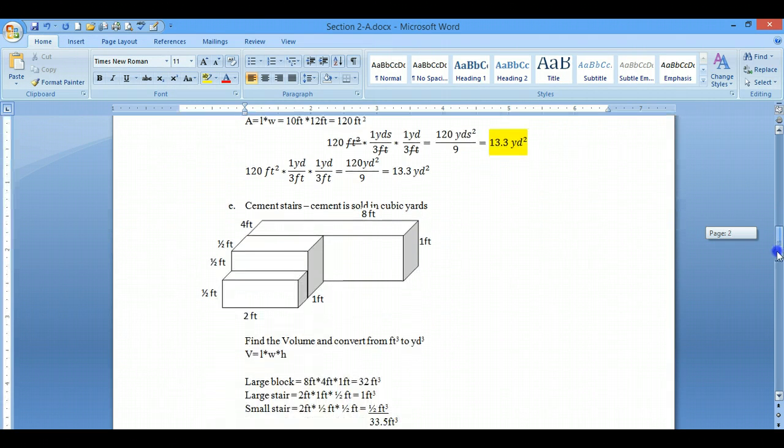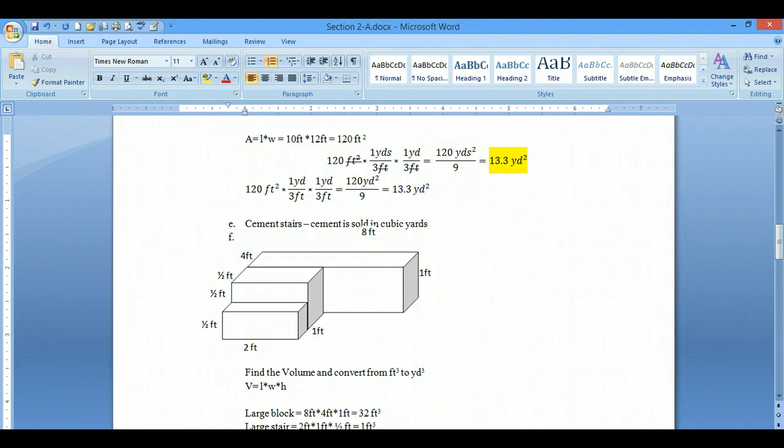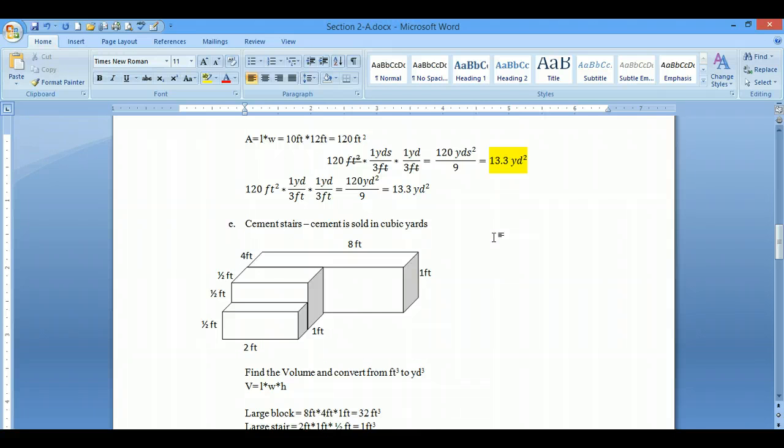This example of the cement stairs. Cement is sold in cubic yards. And I have all of the dimensions for my cement stairs in feet. So let's go ahead and figure out the volume for my stairs in feet, and then go ahead and do the conversion from feet to yards.